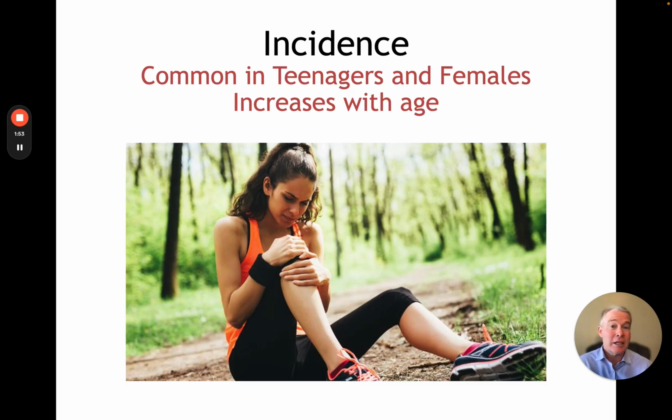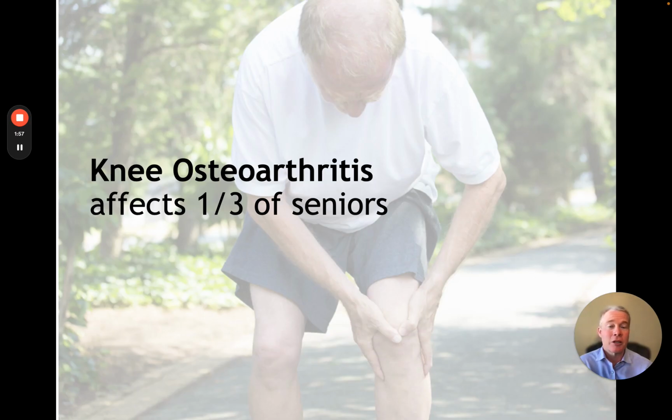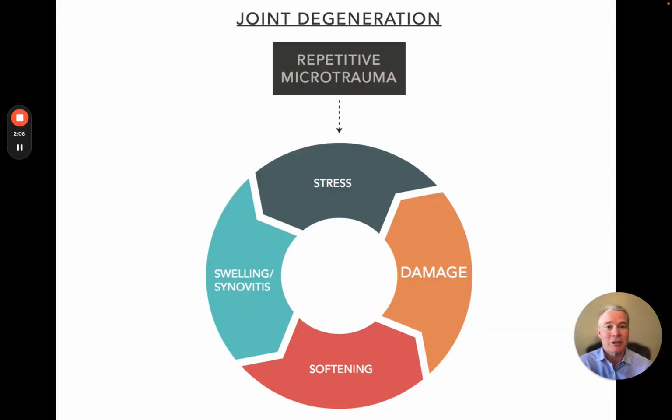As we continue to put that stress on over time, we see more damage to the cartilage, and eventually that damage turns to thinning of that cartilage. Osteoarthritis affects a third of seniors. I would argue that it affects a lot more than a third of seniors. It's just symptomatic in a third of seniors. Osteoarthritis is really repetitive trauma that stresses the tissue and leads to this cycle.